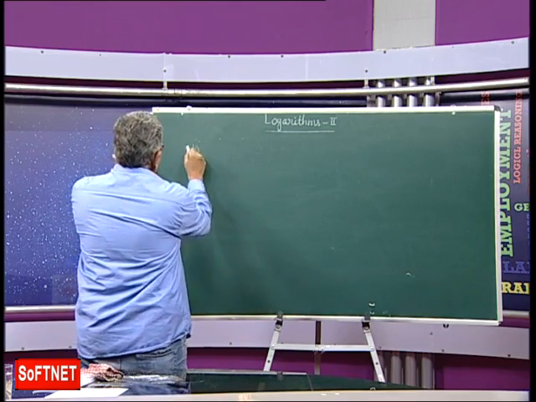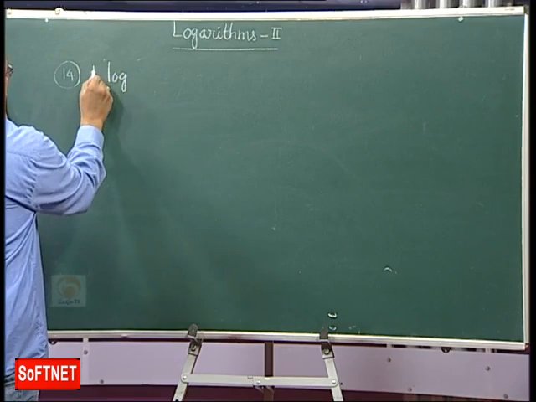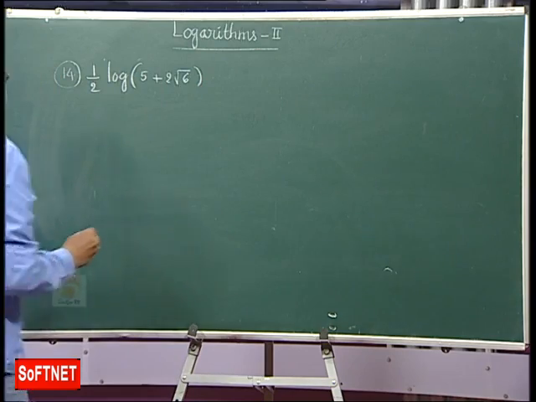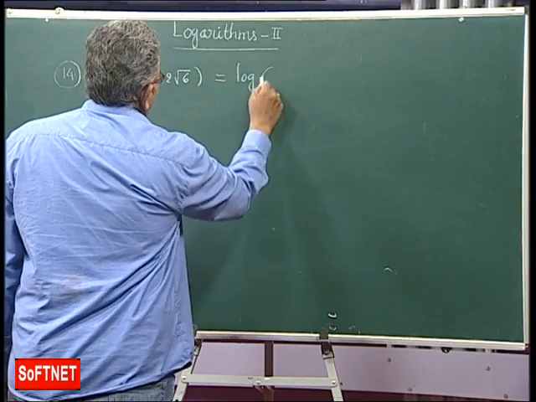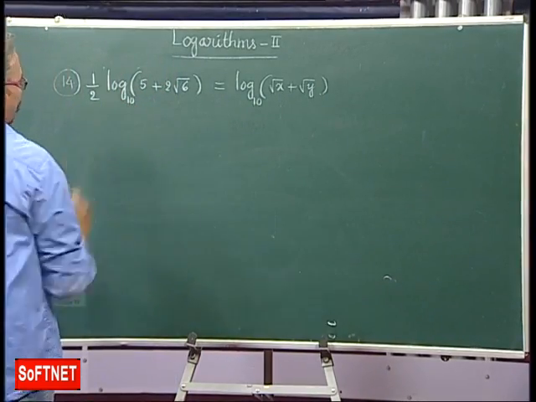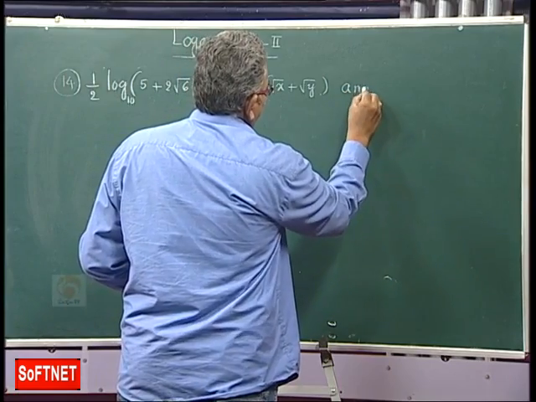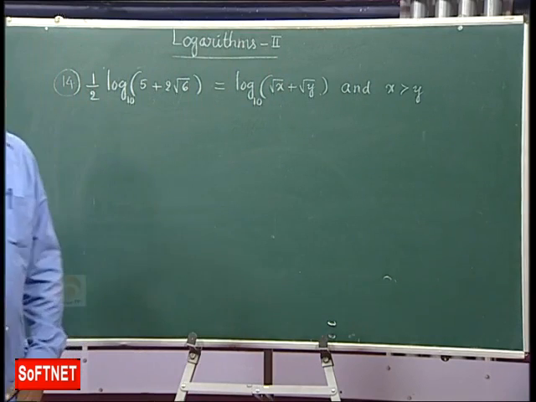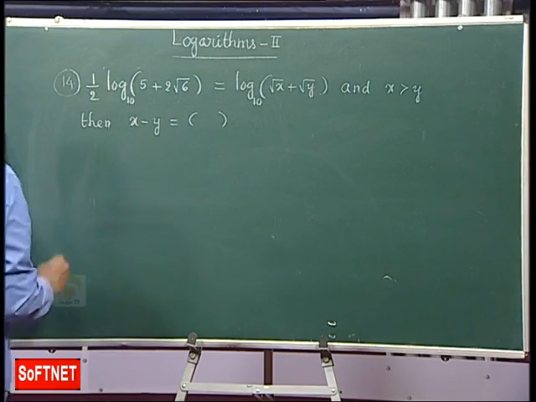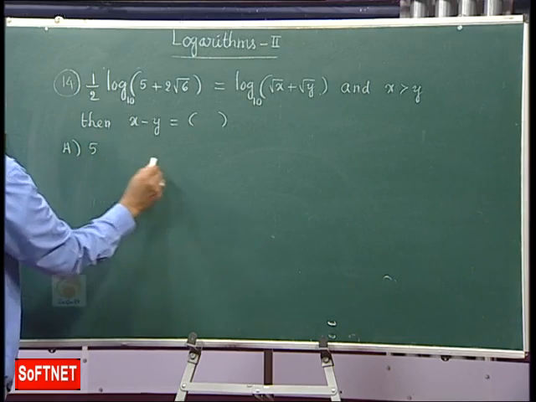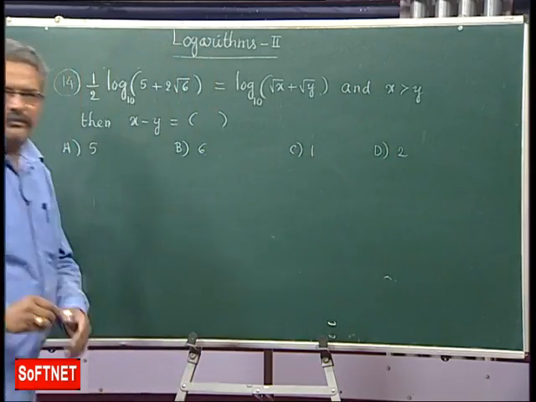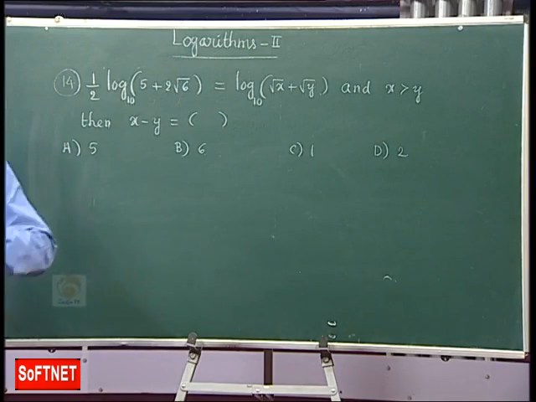Okay. Half of log of (5 plus 2 root 6) equals log of (root x plus root y). This is base 10, this is base 10. And x greater than y. Then x minus y equals, A 5, B 6, C 1, D 2. Okay. For example, this type of question is given.